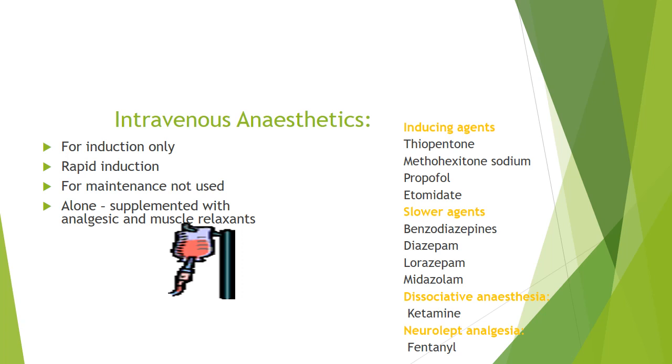Slow agents include benzodiazepines. They are used to relieve anxiety, most probably in pre-anesthetic medication. They can cause sedation. And next, the agents include ketamine, which produces dissociative anesthesia. Next agent is fentanyl, which will produce neuroleptic analgesia. So I will discuss one by one all these agents.